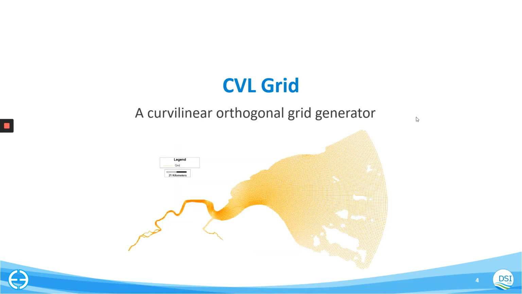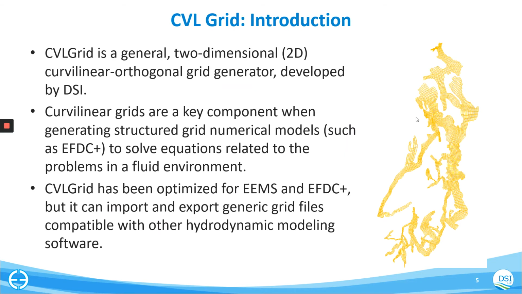So first is CVL Grid. It's a curvilinear orthogonal grid generator. As you can see, this is a complex water body shown in the example picture, and grids are used to divide that water body into different parts so that the mathematical calculation for every small grid can be done. CVL Grid is a general grid generator and can generate curvilinear orthogonal grids.